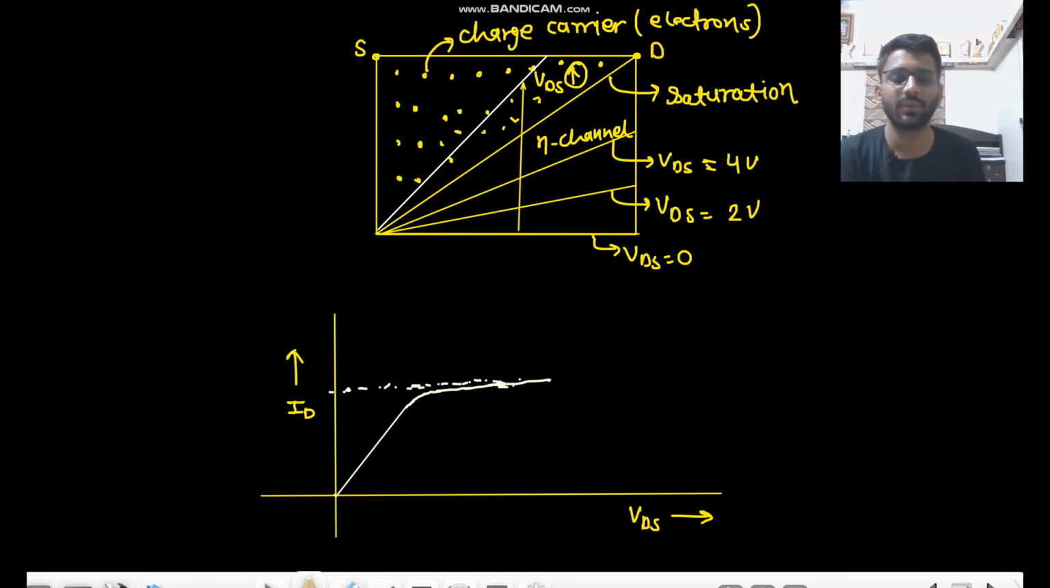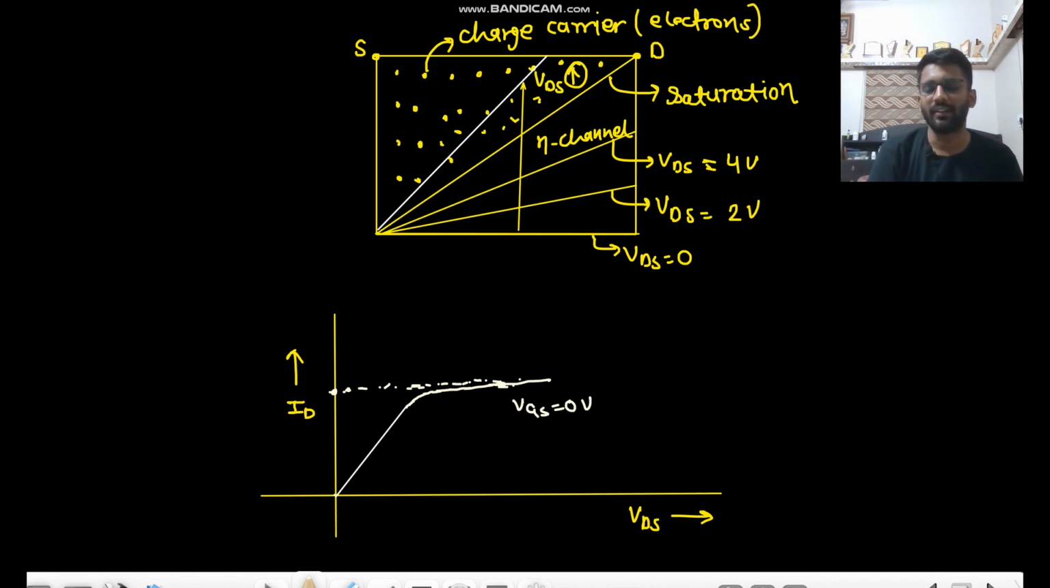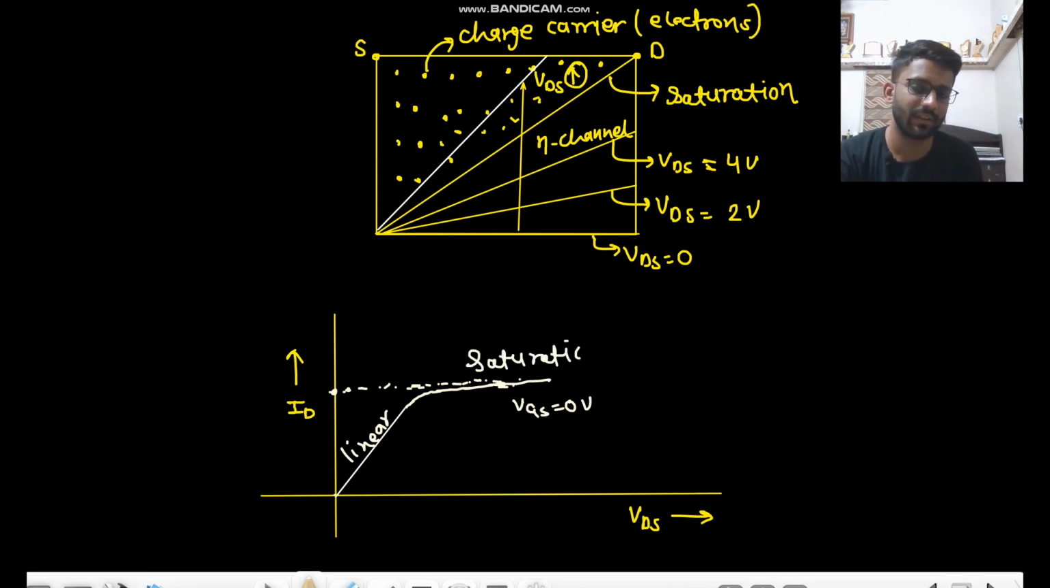So this was at VGS equals 0 volts, right? And what are these regions called? This we call the linear region, because the current here increases linearly, and this we call the saturation region. So these things you should know.